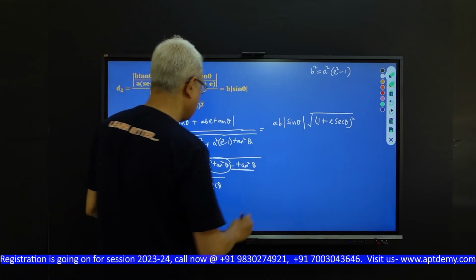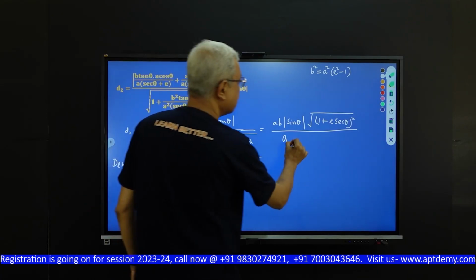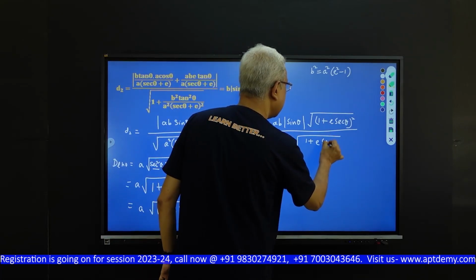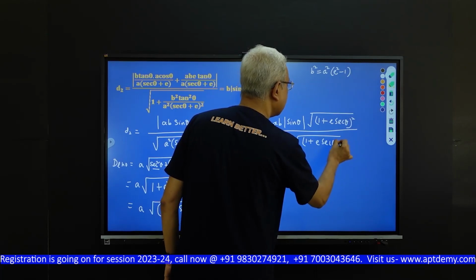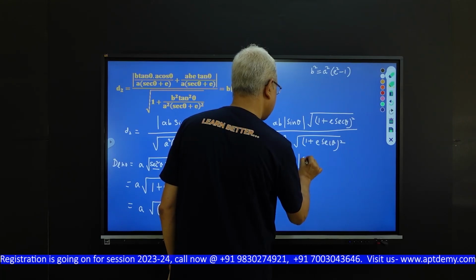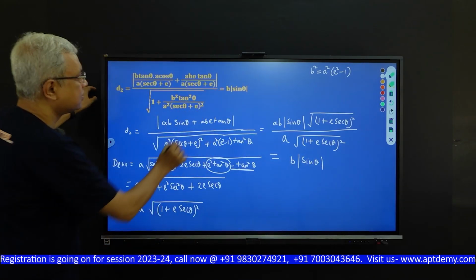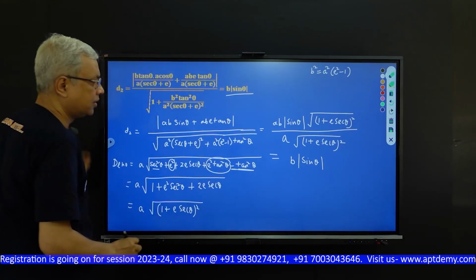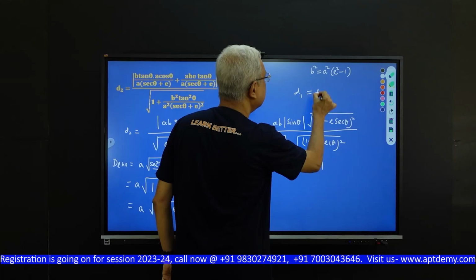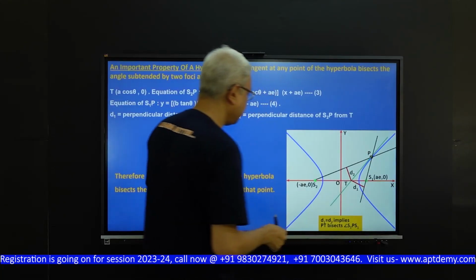All right, so I can write a root over 1 plus e sec theta whole square. So I am left with what? B mod sin theta. So here also d2 is B mod sin theta. So what I have learned? I have learned d1 is equal to d2. This information. So what does it mean?